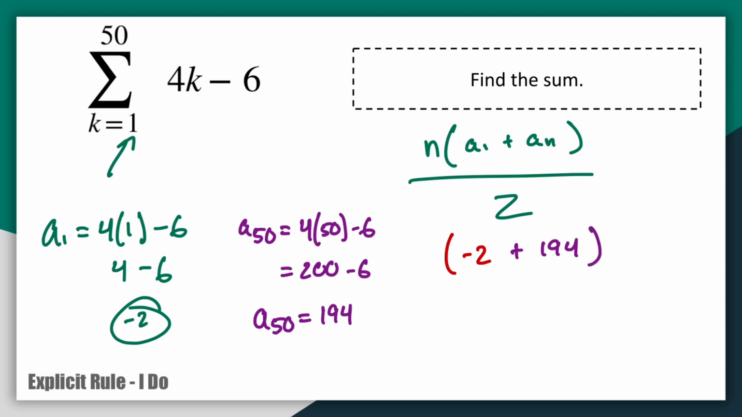Okay, there are a total of 50 terms, right? Because we're going from 1 to 50. So n is 50. Okay, and we're going to divide that by 2.